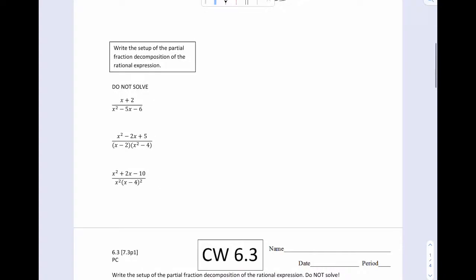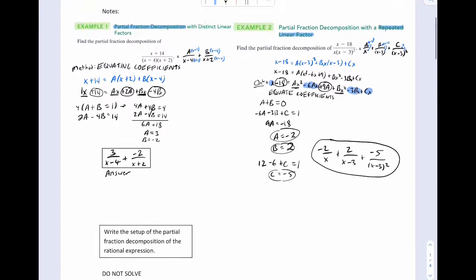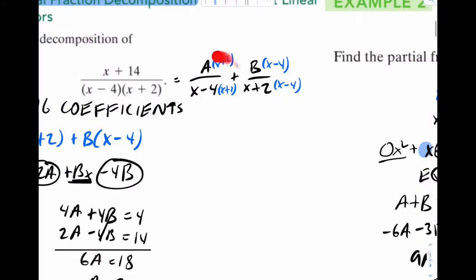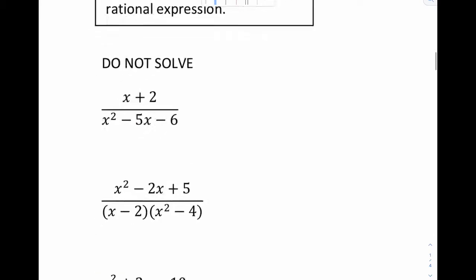Now we're going to do these. So this is a great example of, we're just going to do the setup. The setup is referring to this step we've been doing, this A and B, A, B, C over here. So for this one, let's first factor that. That would be x minus 6 times x plus 1. So the setup would be A over x minus 6 plus B over x plus 1. Of course, it doesn't matter if these are switched. This is the main thing.